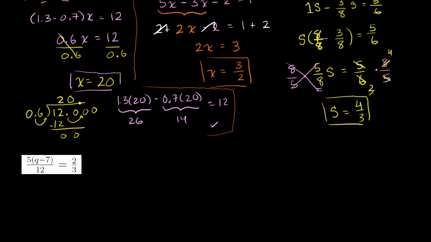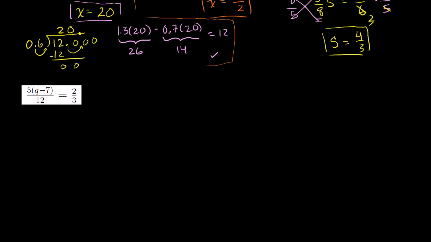Let's do one more of these. So here I have 5 times q minus 7 over 12 is equal to 2/3. Let me write this. And I could rewrite this as just 5 over 12 times q minus 7 is equal to 2/3. And what I want to do with this video is to show you that I can do it two different ways, but as long as I do legitimate operations, I should get the same answer.